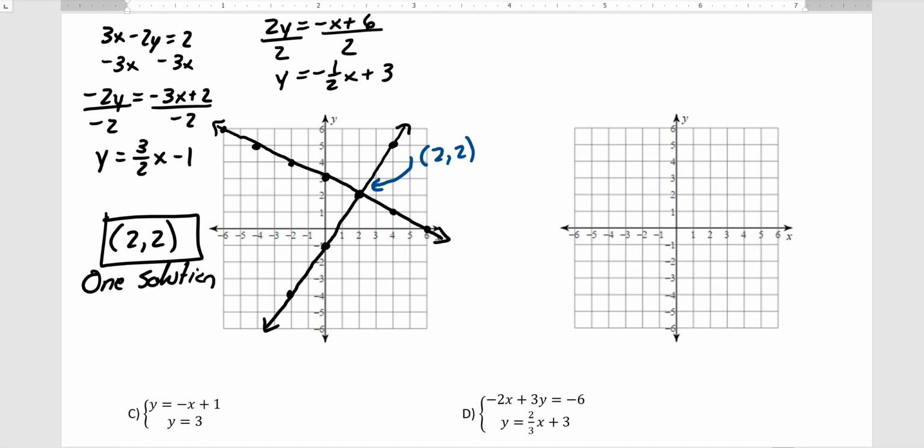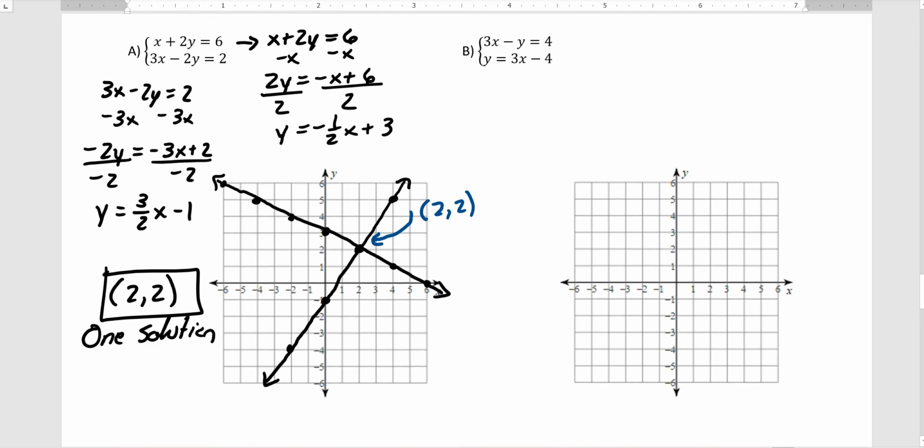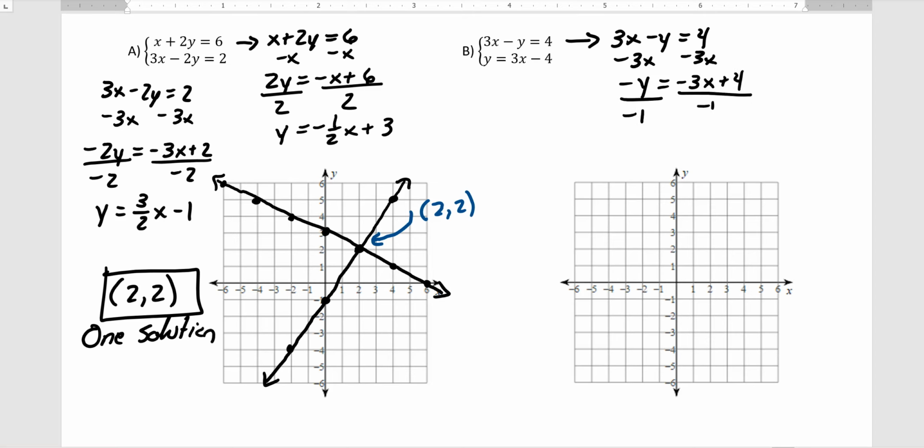Beautiful. All right, let's try another one together. 3x minus y equals 4 and y equals 3x minus 4. All right, let's do this top one, get y all by itself. So 3x minus y equals 4. I'm going to subtract 3x from both sides. That tells me that negative y is negative 3x plus 4. When I divide by negative 1, I'll get y equals now positive 3x minus 4.